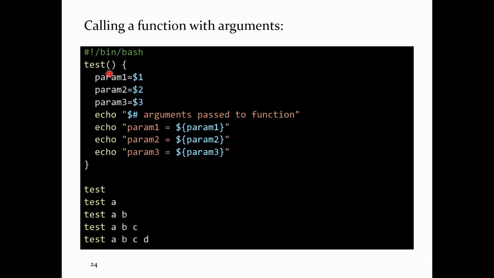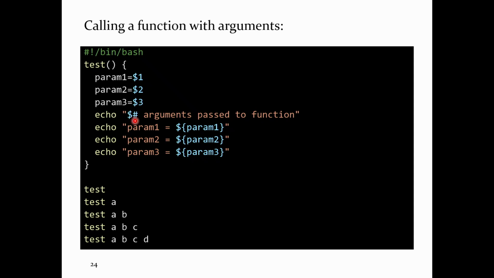So here's a little function called test. It wants 3 parameters. How do you get the parameters? $1, $2, $3. Those are not the command line parameters 1, 2, and 3. The command line parameters are in here. Inside the function, $1 means the first argument passed to the function, $2 means the second argument passed to the function, and $3 means the third argument passed to the function.